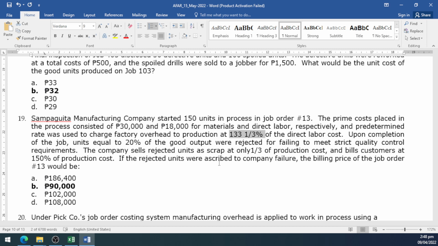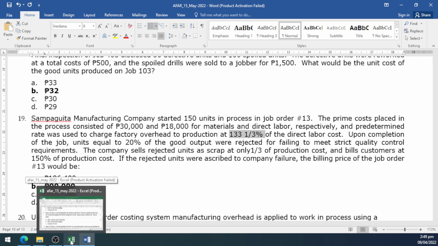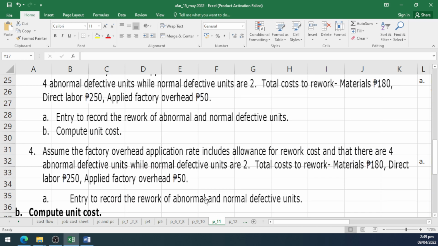125 units po yung ating good units. Diba, ang unit cost natin 480, hindi yun magbabago, class. 125 times 480, the cost of this job is 60,000, consisting of 125 good units at 480 per unit. Now, the billing price is 150% of production cost. O, di 150% ng 60, kaya yan po, 90,000. Okay? So, that is for spoilage. Next, we go to rework.